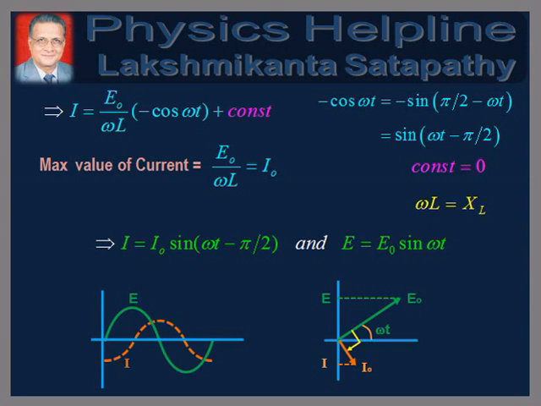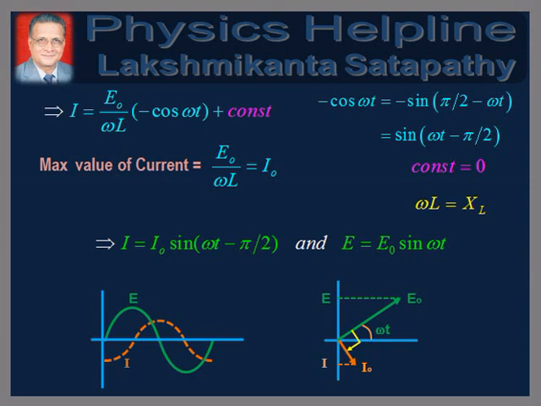Also, the maximum value of I is equal to E0 divided by omega L. Therefore, we put it as equal to I0. And since voltage changes symmetrically about 0, current will also have the same variation, which means that the constant of integration must be 0. Here, we note that omega L is the inductive reactance represented by XL, which has the dimensions of resistance. Therefore, we write I is equal to I0 sin omega t minus pi by 2.